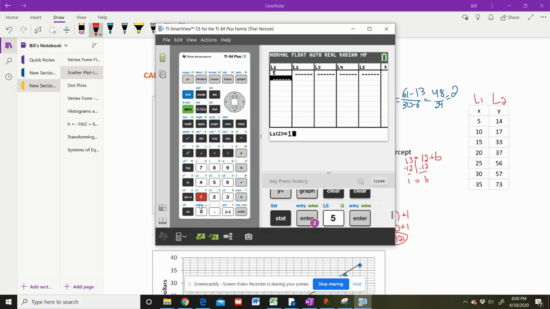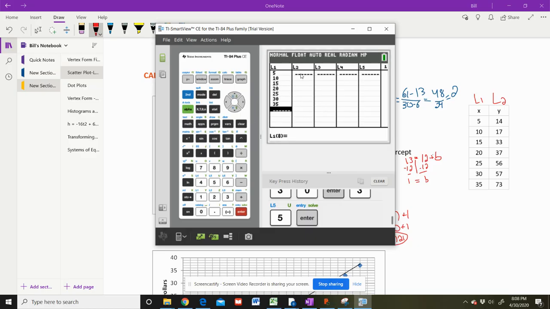So if I put that in, I'm going to go 5, enter, 10, 15, 20, 25, 30, 35. All right, and then for my L2, I just want to enter in my Y values now. So I'm going to go 14, 17, 33, 37, 56, 57, 73.